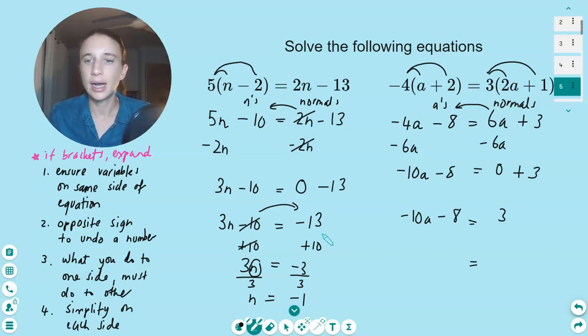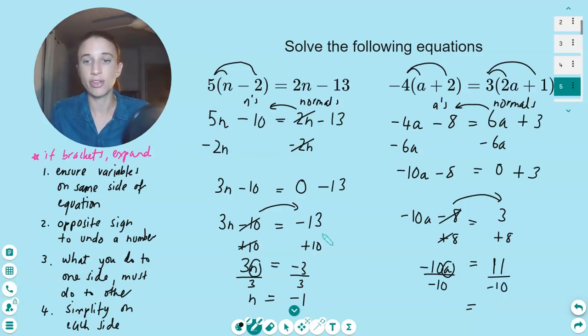And we're going to try and get our normal number over to the other side. So the opposite of taking away 8 is plussing 8 to both sides. So we've got negative 10A. Negative 8 plus 8 is 0. 3 plus 8 is 11. Nearly done. Now we want to cancel. We want to get this A on its own. Negative 10A divided by negative 10 on both sides. Don't forget that negative out the front. Dividing by negative 10. And yeah, that's our answer. Negative 11 on 10, which will give you some sort of decimal.